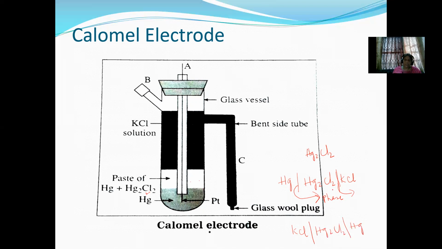So writing this representation depends on whether you are taking this electrode as the anode or the cathode. If you are considering this electrode as the anode, you must start with the metal. Okay, that is the rule. This is the IUPAC system. So if you are using the electrode as anode, start from the metal, end with the solution. If you are using the electrode as the cathode, start with the solution, end with the metal. This is the rule. Okay. So in both ways, you can represent the Calomel electrode.